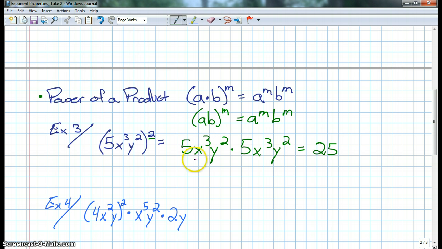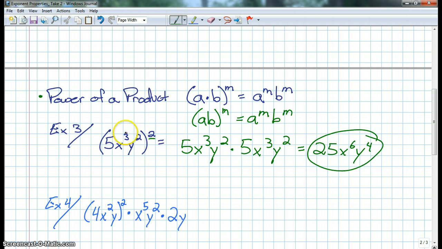How many factors of x? We have 3 factors of x here, 3 factors of x. It's not x to the 9th. Even though we're multiplying, we look at how many total factors. 3 here and 3 here gives us x to the 6th. And then how many total factors of y? That would be y to the 4th. So that would be our final answer for that first example.